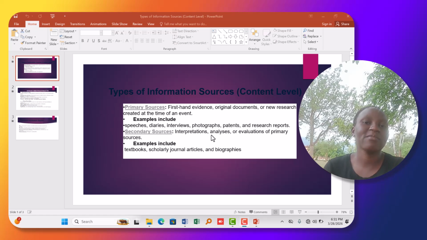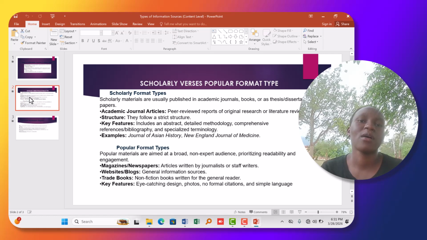Then we also have another source of information, which is tertiary sources of information. But we are going to majorly base on these first two sources of information. Then another thing that we are going to talk about is scholarly versus popular format types.